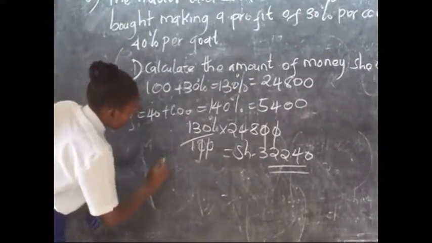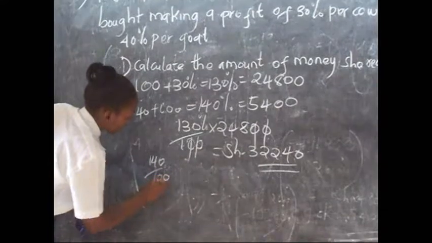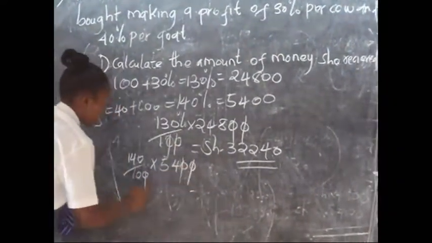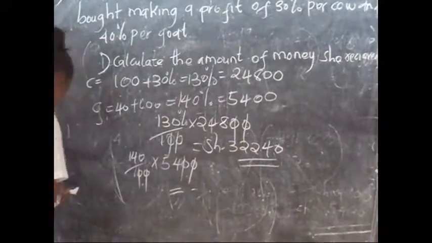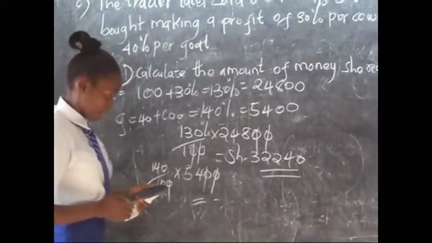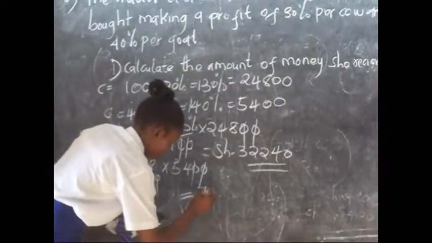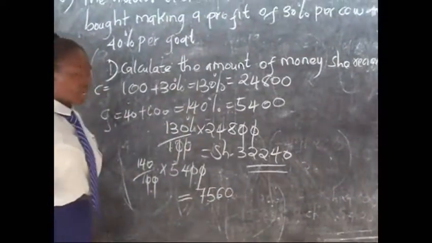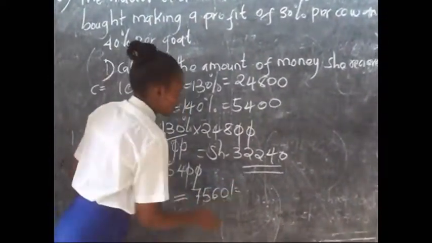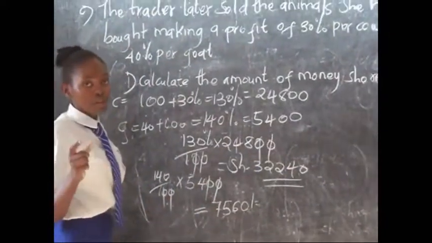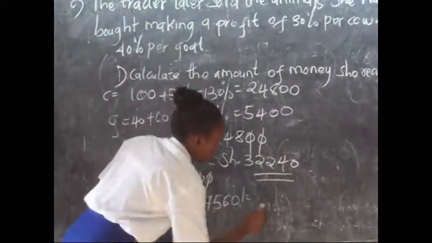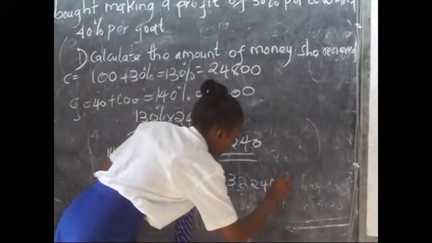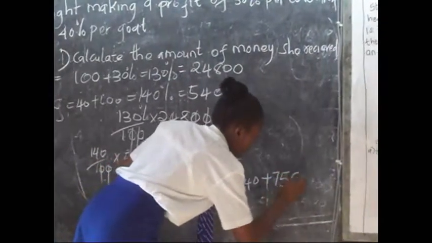So in the goats, 140 over 100 times the amount she had before. It will be 7,560 shillings. After this, you are going to add the total amount this person had after the increase, whereby it is going to be 32,240 plus 75,560.